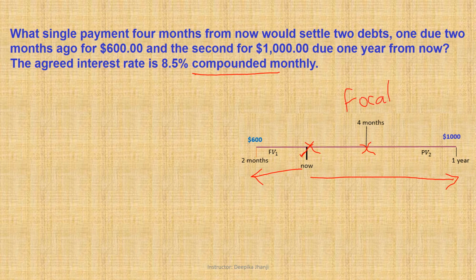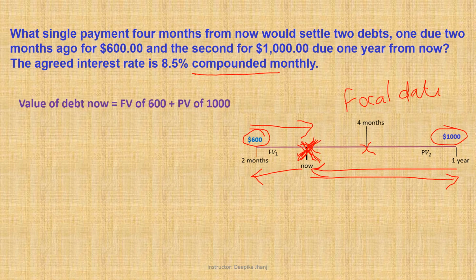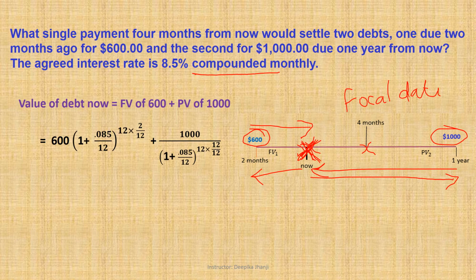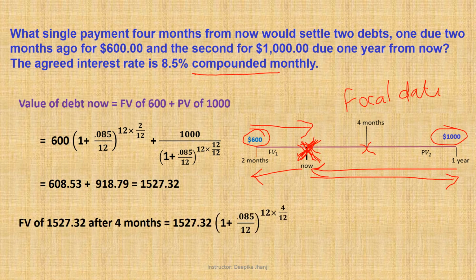Let's calculate the value of these two debts now. For that, we need to calculate the future value of 600 and the present value of 1000, so we'll calculate the total debt at present. These are the steps: we calculate the future value of 600 and the present value of 1000. This comes out to be 1527.32. That means this is the total debt at present.